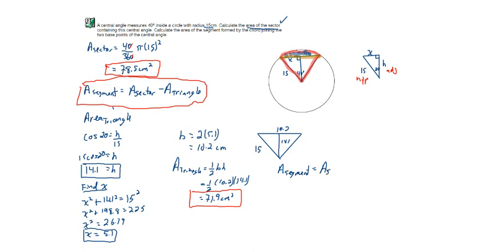I'll write this again just as a reminder. Area of the sector minus the area of the triangle, which is 78.5 minus 71.9. Subtracting those two, we get approximately 6.6 centimeters squared. So the area of the segment, maybe we'll just write a concluding statement. The area of the segment is about 6.6 centimeters squared.